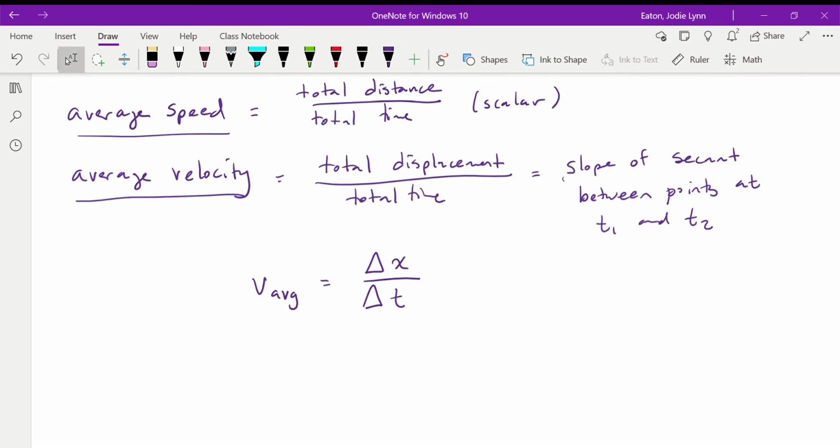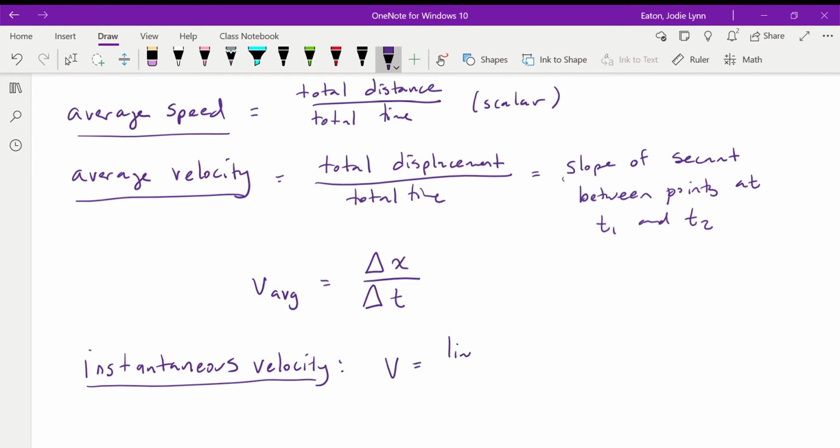Okay. Your instantaneous velocity is your velocity at a particular time. And this v is the limit as delta t approaches 0 of delta x over delta t. We want the tangent, the line that's tangent to your position graph. So that is equal to dx/dt at t equals the instant you're talking about.